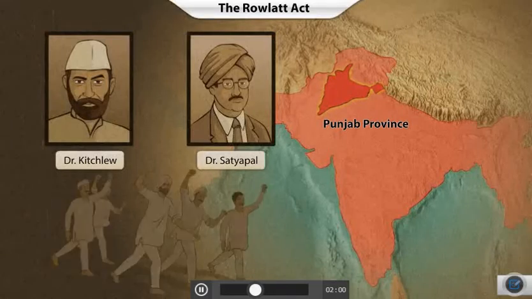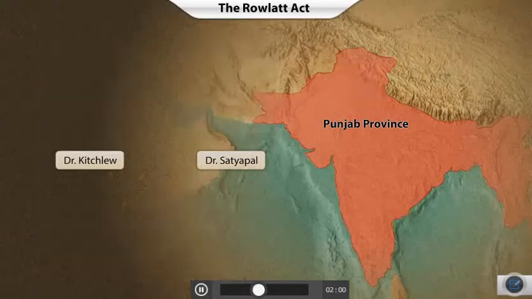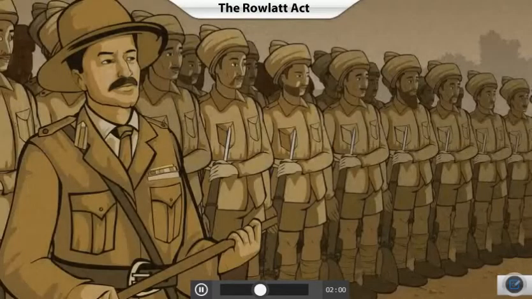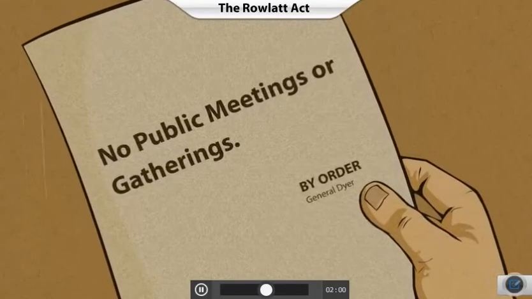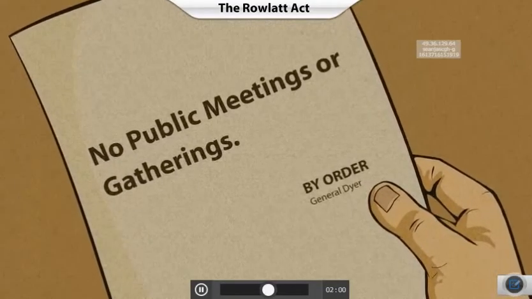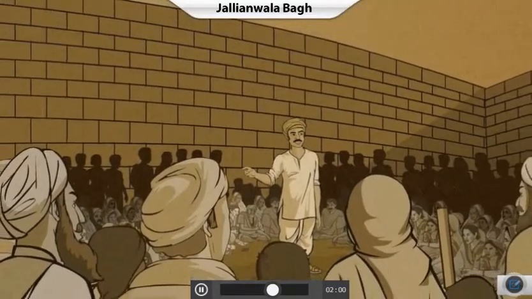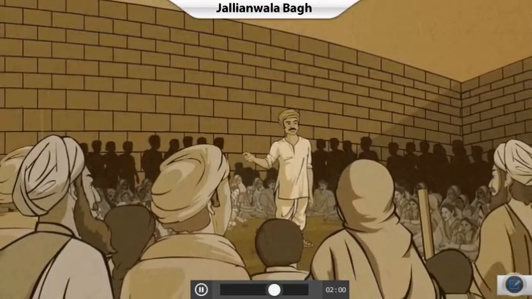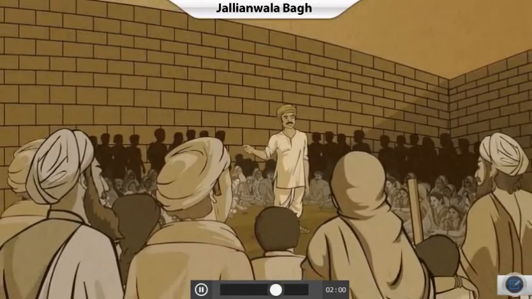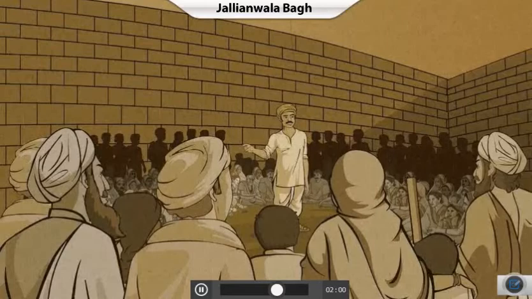On hearing this, the people in Punjab turned violent. To control the situation, the British government sent a man named General Dyer. He issued an order that there should be no more public meetings or gatherings. Unaware of this order, a large number of people gathered at the Jallianwala Bagh in Amritsar on the day of Baisakhi.